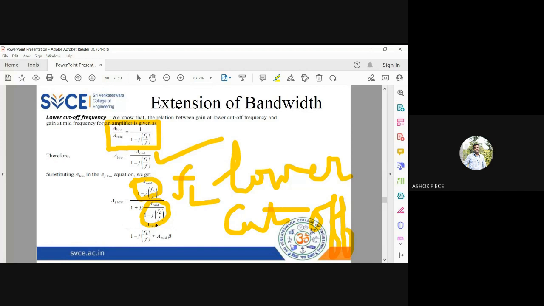You will be getting A mid divided by 1 minus J FL by F plus A mid into beta. This is what you will get if you take LCM and simplify. For the denominator alone, you have to take LCM, and 1 minus J FL by F will cancel on both sides. So effectively, in the numerator you have A mid, and in the denominator you have A mid into beta plus 1 minus J FL by F. This is the simplified expression after taking the LCM and cancelling out the common term.